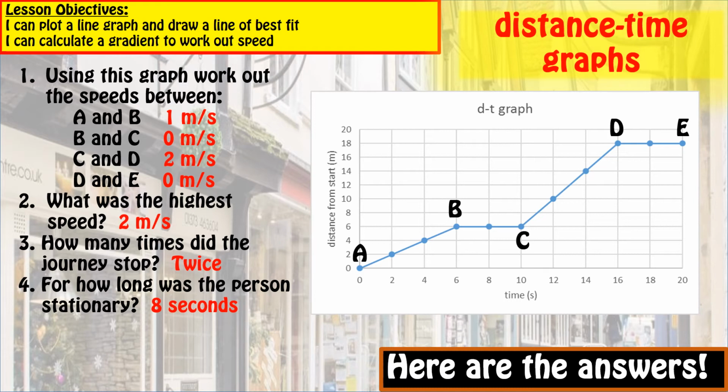And how long was the person stationary for? Now this is the trickiest question because there are 2 places where they stopped. So between B and C is 4 seconds, and between D and E was 4 seconds. So add that all up and you get 8 seconds altogether. If you're not sure about the answers, just pause the video, have a look at the answers and see if you can work out the method. And again, if you're still stuck, just send your teacher an email and they can go through this in more detail with you.